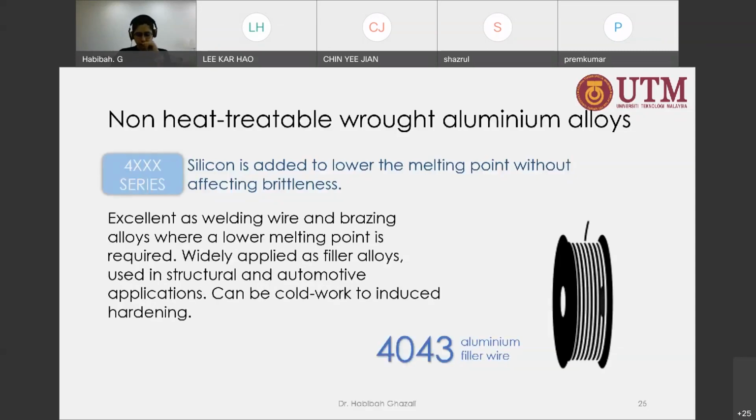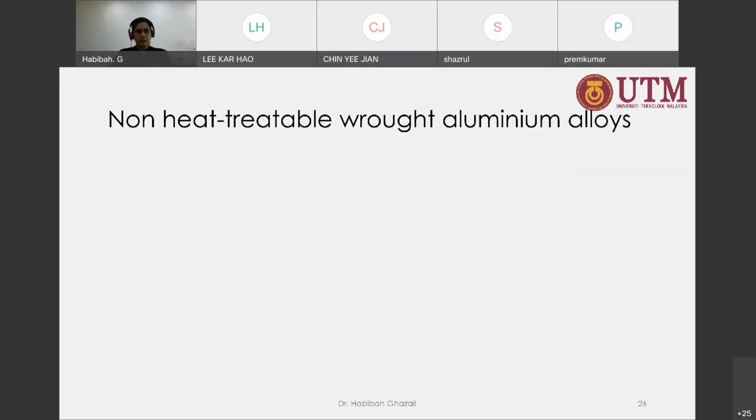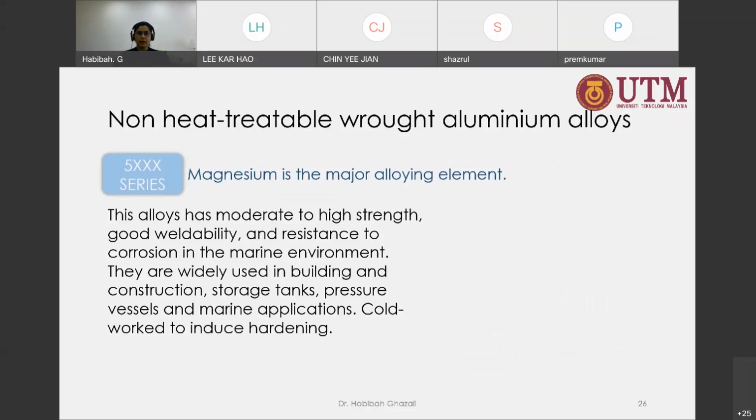So that's the 4000 series, and the last one in the non-heat treatable is the 5000 series. The 5000 series has magnesium as the major alloying element. So this alloy has a moderate to high strength. It has good weldability and also good resistance to marine environment. They're widely used in building and construction and storage tank.